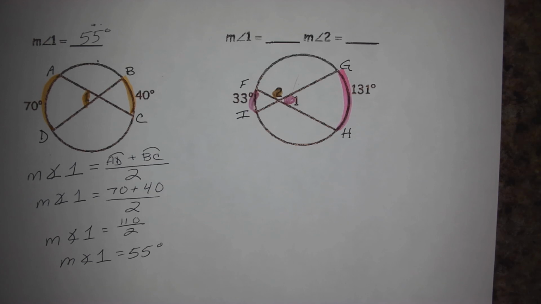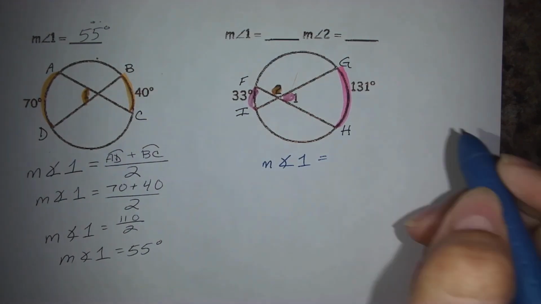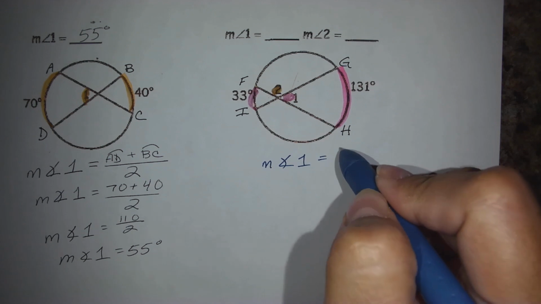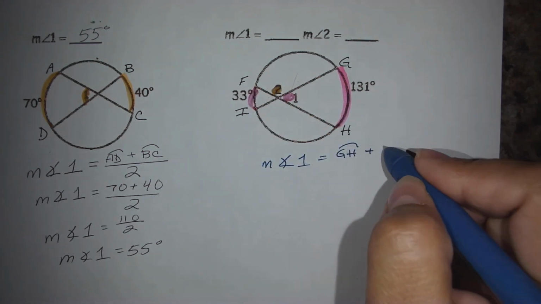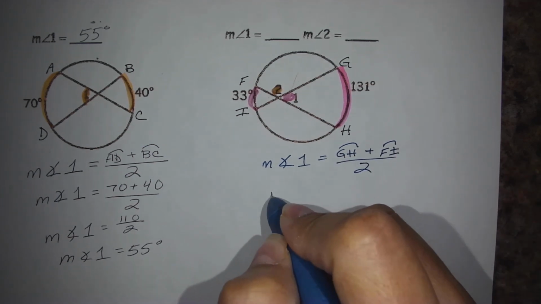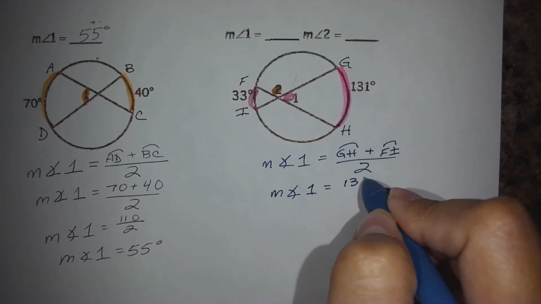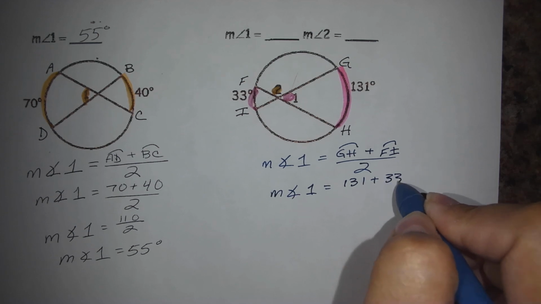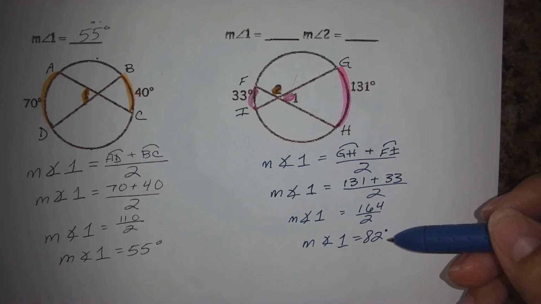So we're going to start with the angle 1. Measure of angle 1 is the arc GH plus arc FI, and then that's going to be divided by 2. So the measure of angle 1 is GH was 131 plus 33 divided by 2. You go ahead and knock this out and we'll check our answer. All right. So we should have gotten 82 degrees.